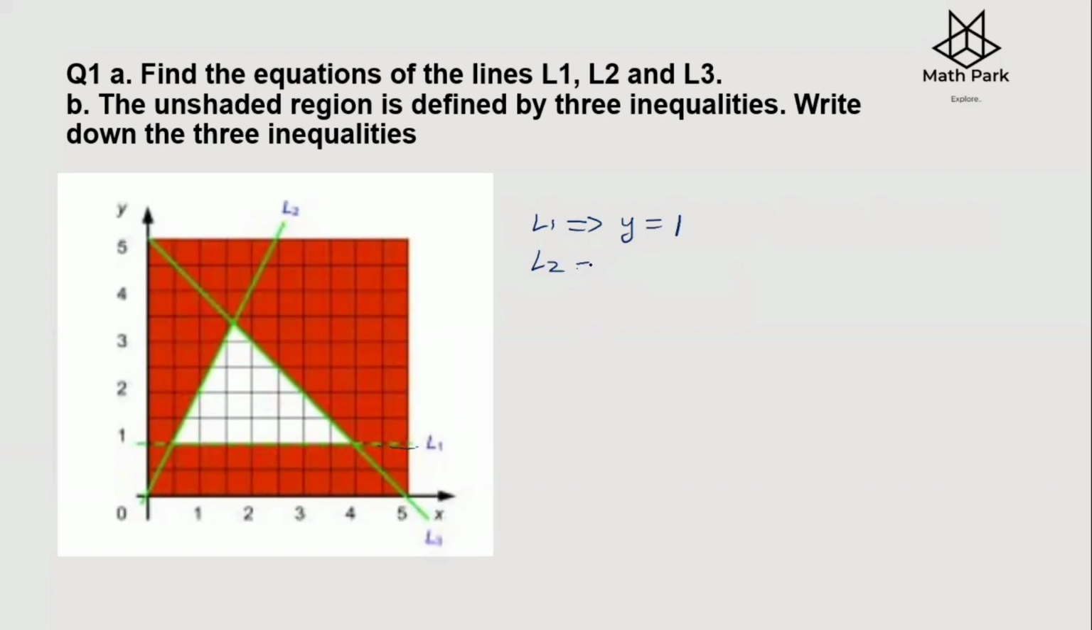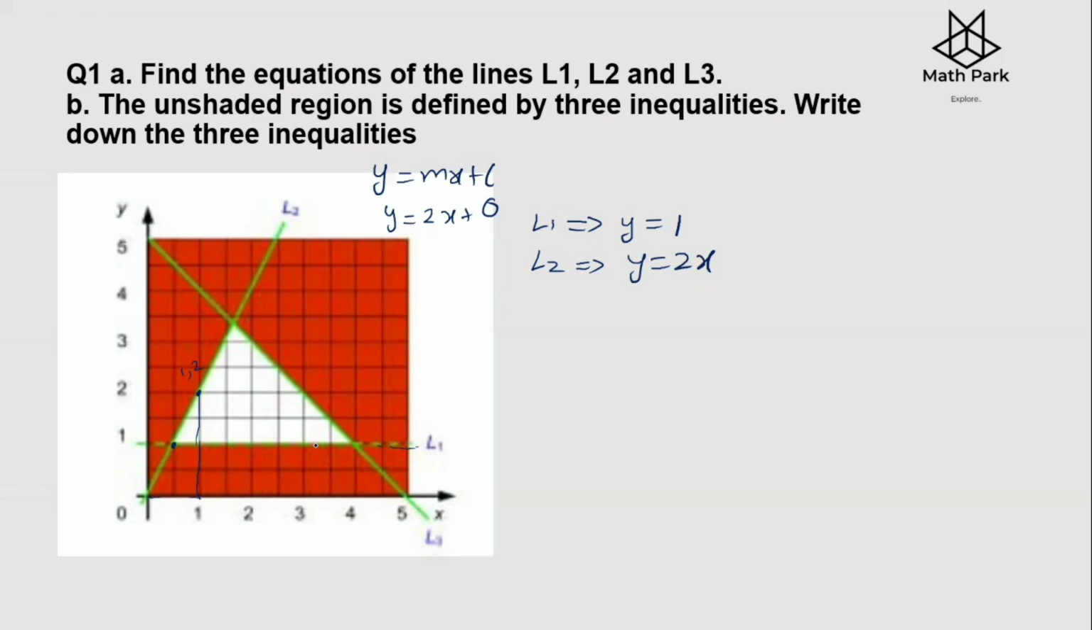For L2, the equation of a line is in the form of y is equal to mx plus c. The y-intercept here is 0. We need to find the slope. To find the slope, let us find the vertical distance and horizontal distance. This is your vertical distance, which is 2 units, and the horizontal distance is 1 unit. So 2 upon 1, the slope is 2. So we get y is equal to 2x plus 0. So the equation of L2 is y is equal to 2x. Got it? Using the slope and intercept form.